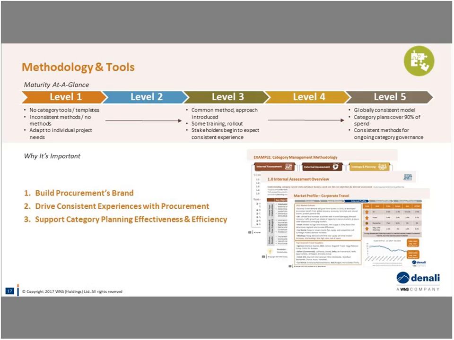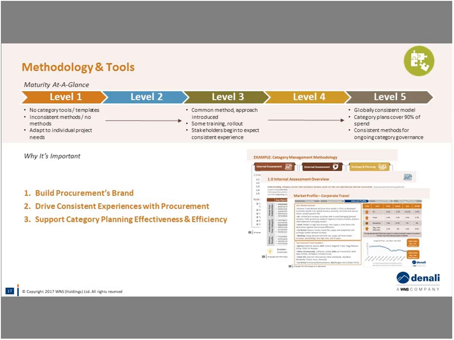And you see all the way up to, at a high level of maturity, we might have a globally consistent model. We have category plans covering nearly all of our spend. We have an ongoing category governance methodology with supporting tools and templates and mindset, and that's the highest end of maturity, and many people are somewhere in between.